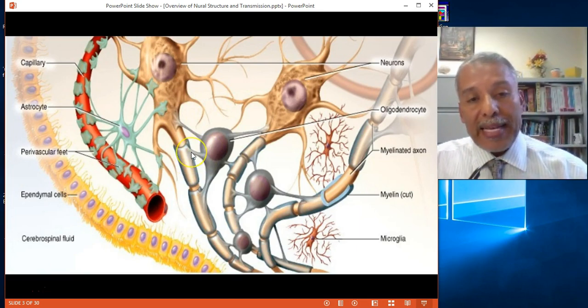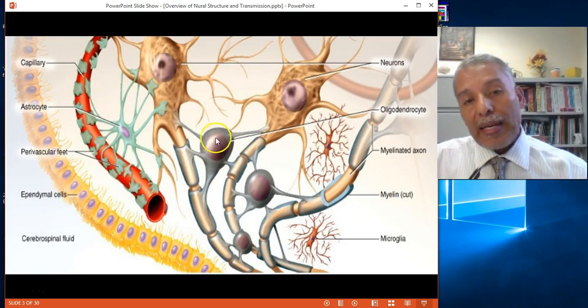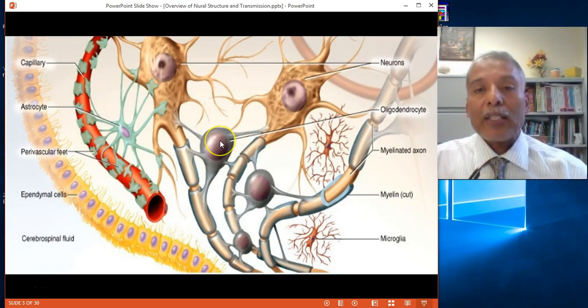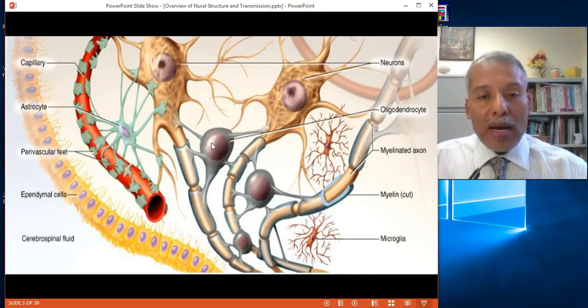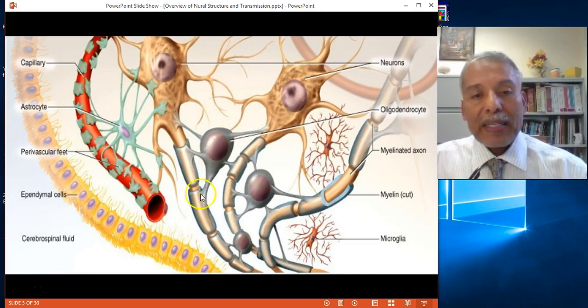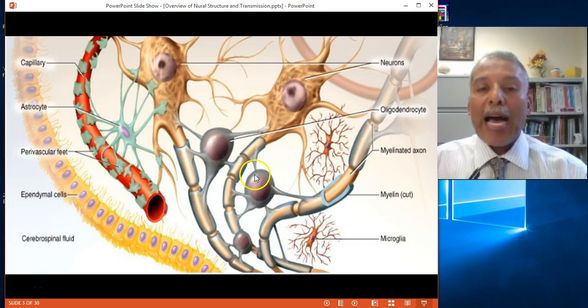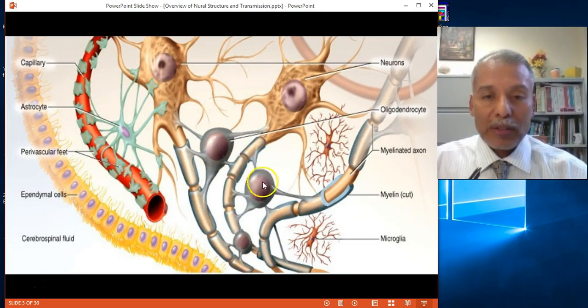In this case, it is present inside of the brain and the central nervous system, the brain and the spinal cord. Again, it has many arms, and it makes multiple segments on different neurons at the same time, as you could see. So this is the oligodendrocyte.